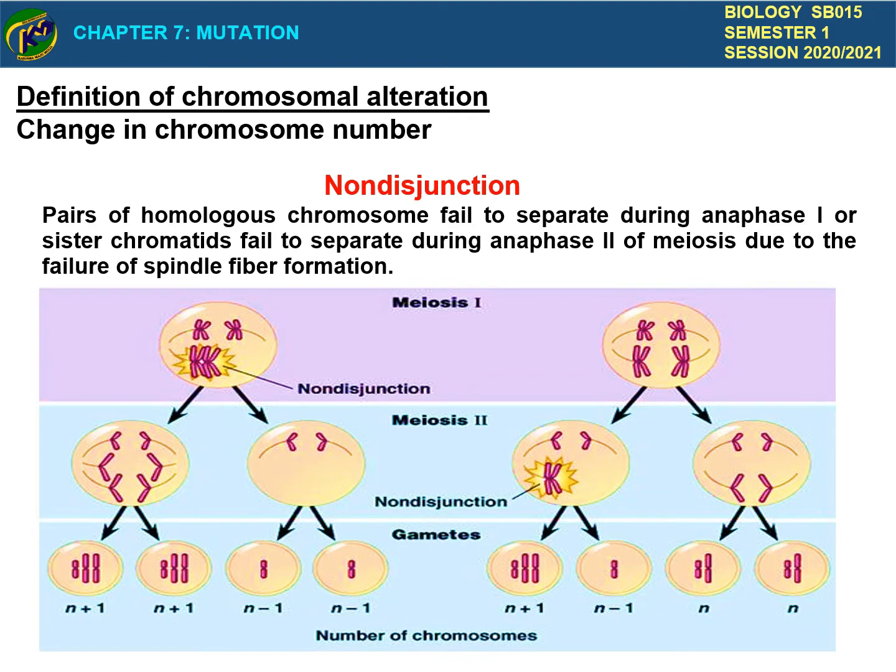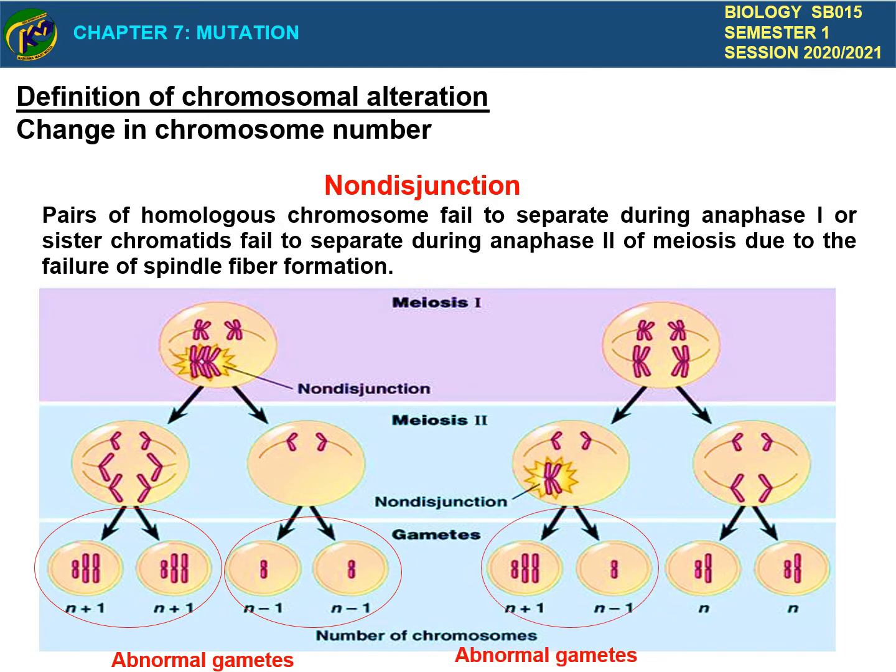When nondisjunction occurs during meiosis 1, when homologous chromosomes fail to separate, it will produce the abnormal gamete with the ploidy level n+1 and another abnormal gamete with the ploidy level n-1 instead of the normal gamete with the ploidy level n. Same goes if the nondisjunction occurs during meiosis 2. The abnormal gametes produced have the ploidy level either n+1 or n-1.